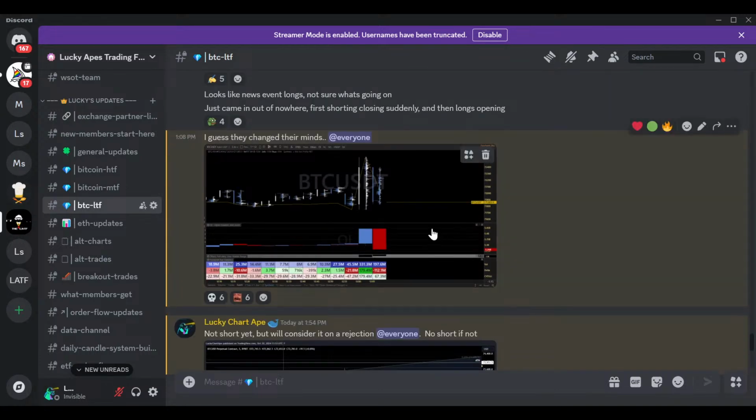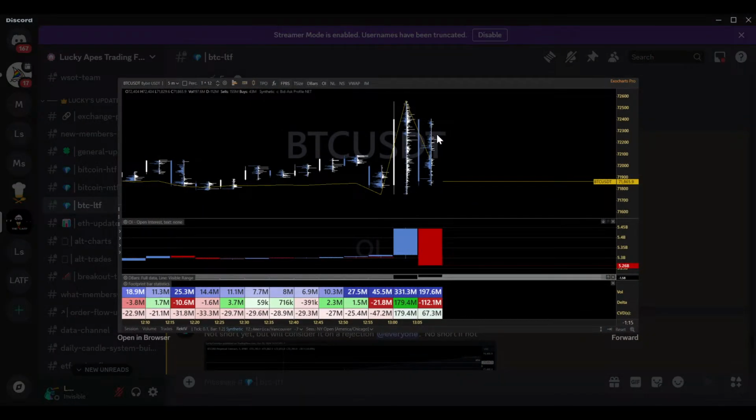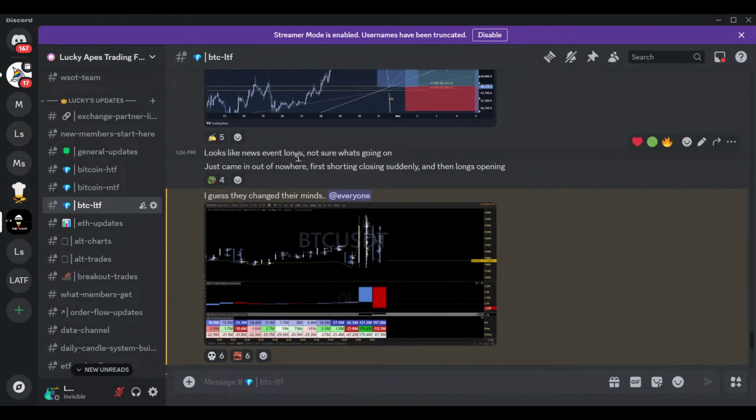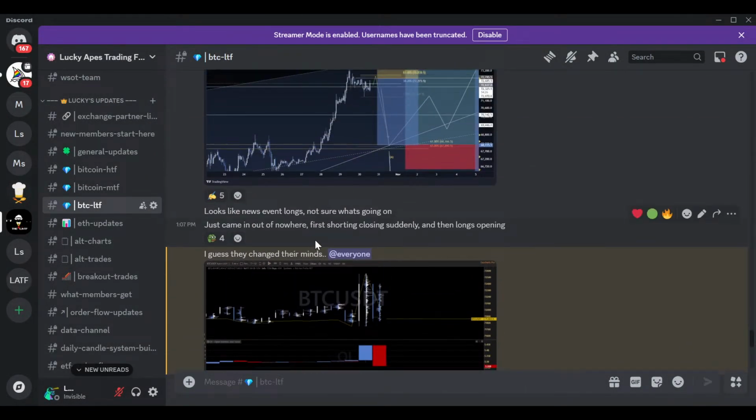And then those longs closed immediately. So this was just a 5-minute candle, 179 million longs. I'm saying I want to short this. I want to fade this aggressive longing. And I said, I don't know what's going on, but it looks like the kind of thing that happens at a news event.